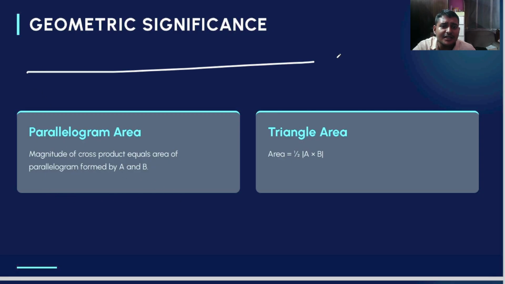So what is the geometric significance of the cross product? The magnitude of the cross product equals the area of the parallelogram formed by A and B. So the magnitude of the cross product is the area of the parallelogram, and half the magnitude of the cross product is the area of the triangle.